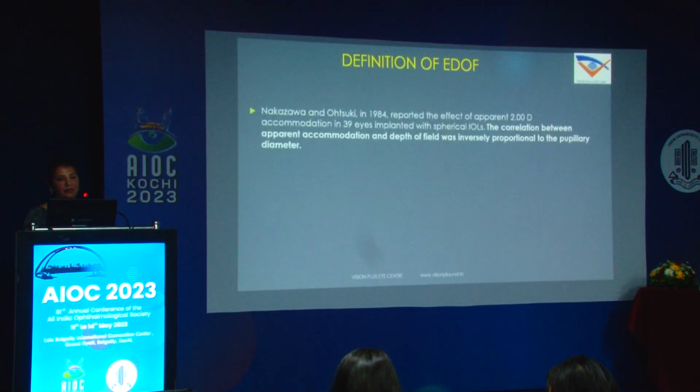So how do you define this? It was seen actually that many of our monofocal lens patients are able to see near vision. How does that happen? Because they have a certain amount of pseudo accommodation. And this was seen to be inversely proportional to the pupillary diameter. So if you have small pupils, even monofocal patients are able to read well.